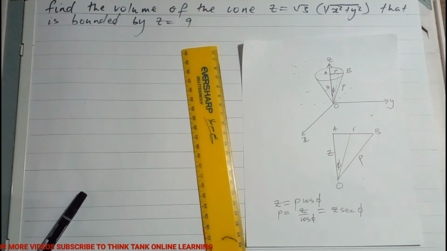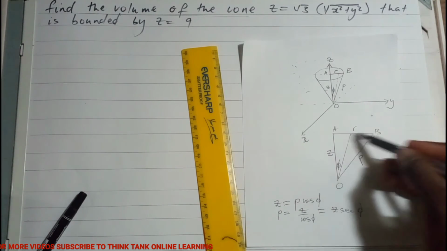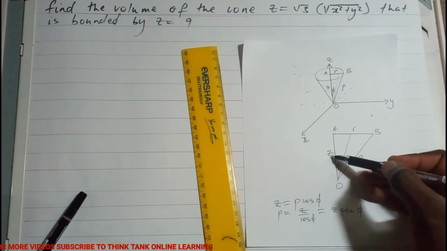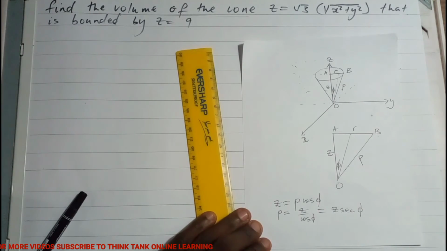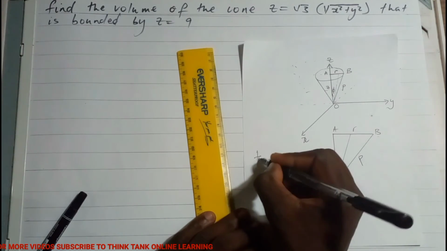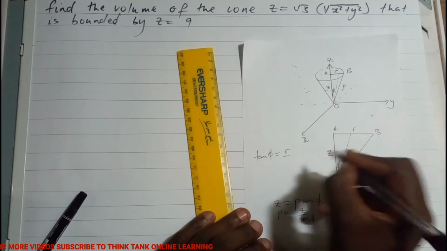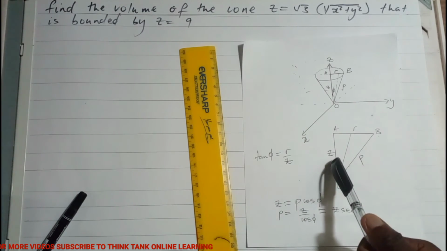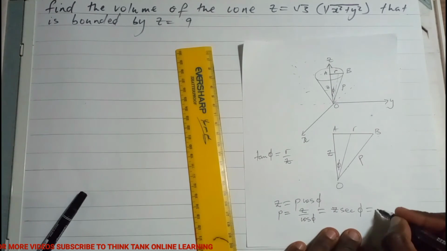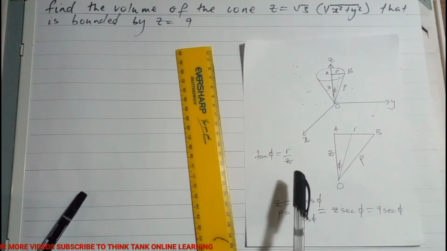So on phi, I'm going to express phi in terms of Z and R. This is the opposite side, and this is the adjacent. So I'm going to use the definition of tangent. The tangent of phi is equal to R over Z. Unfortunately, we're not saying Z is equal to 9, so here it's the same as saying 9 sec phi. But now we can't just substitute 9 here.